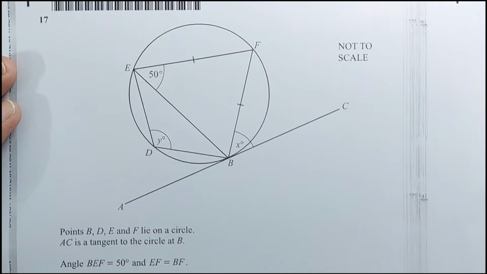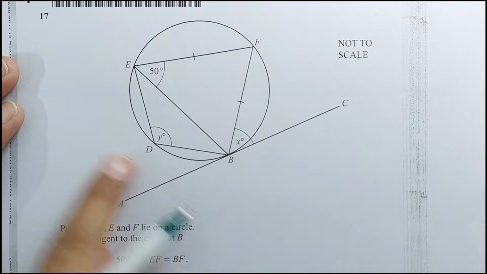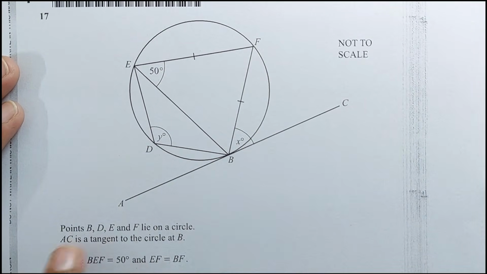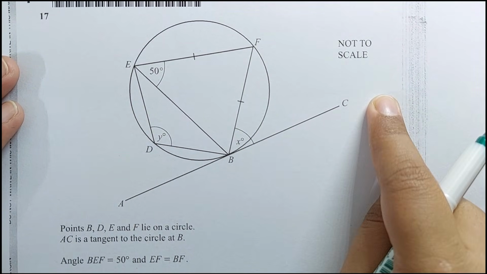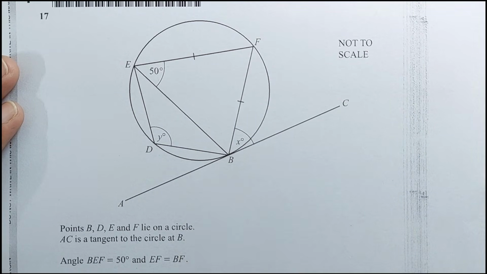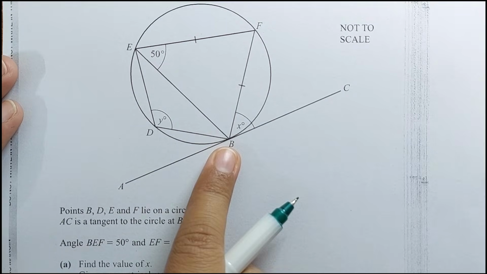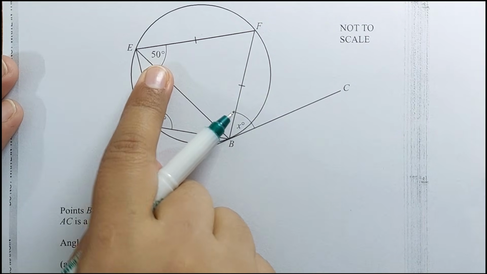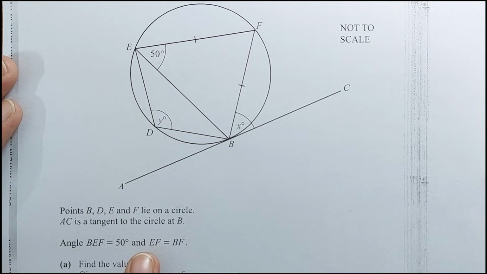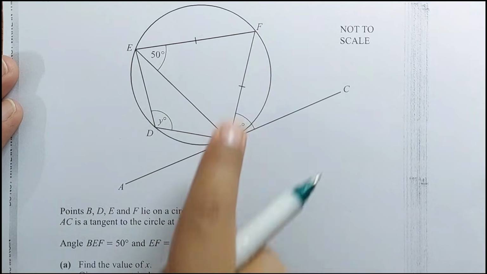Question number 17. Points B, D, E, and F lie on a circle. B, D, E, and F. These points lying on the circle. A to C is tangent to the circle at point B. Okay. Angle BEF is 50. And EF and BF are the same. E to F and B to F.